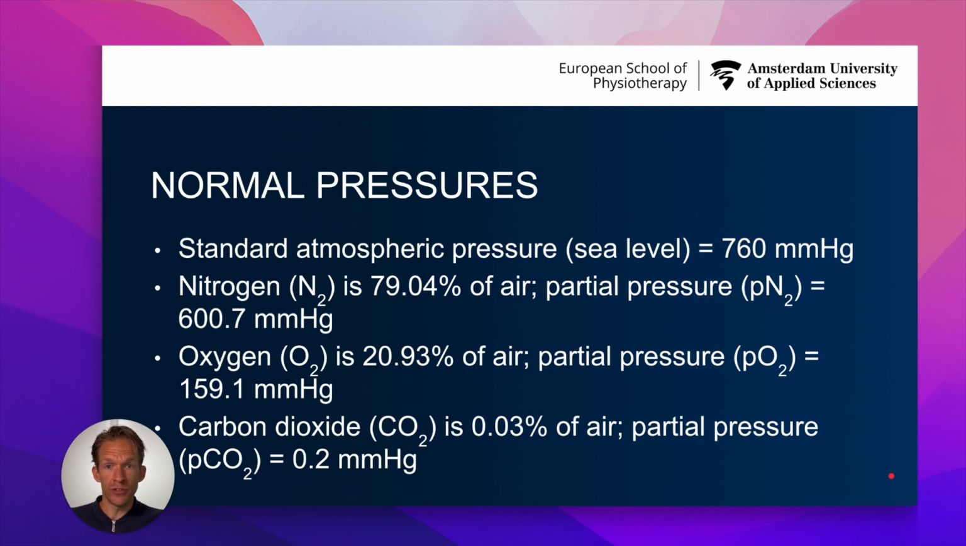And then you can see that out of this total pressure, roughly about 80% is nitrogen, around 21% is oxygen, and CO2 is almost zero. So that makes up a total of 100%. And if you add up these individual pressures, you will get again to this 760 as the average for this example.